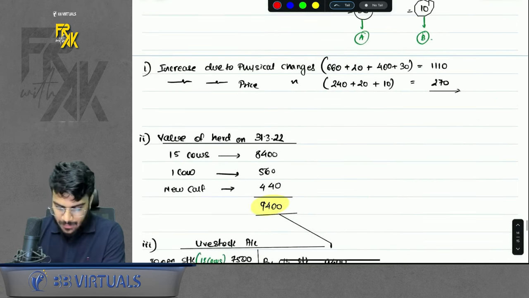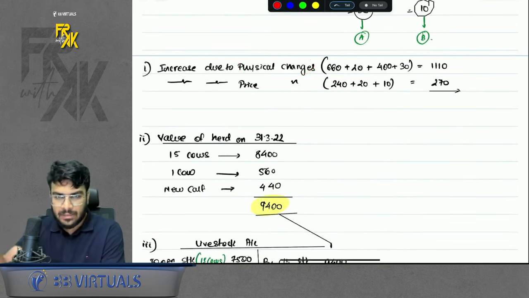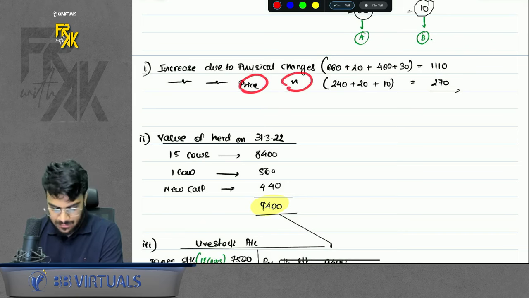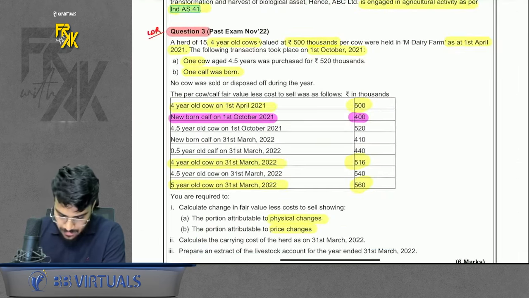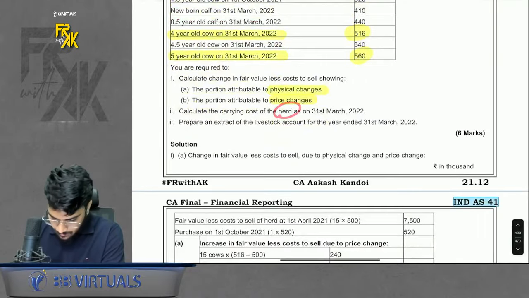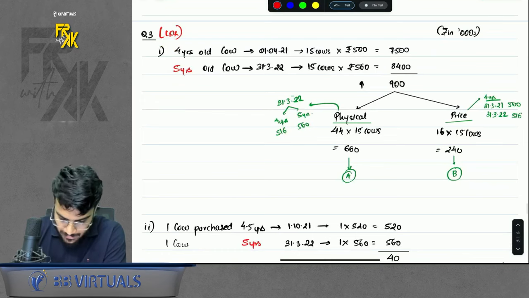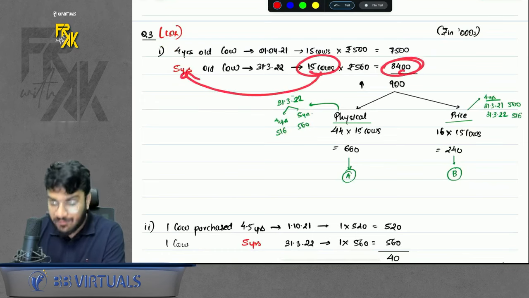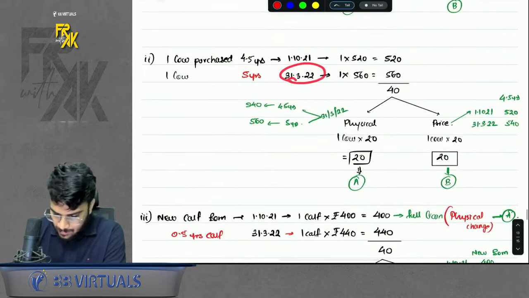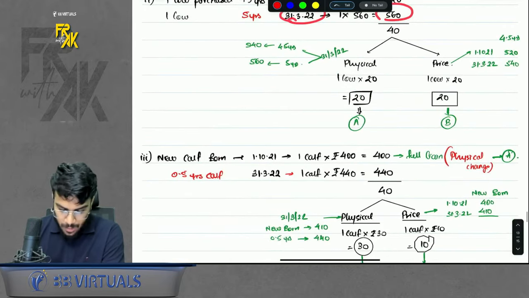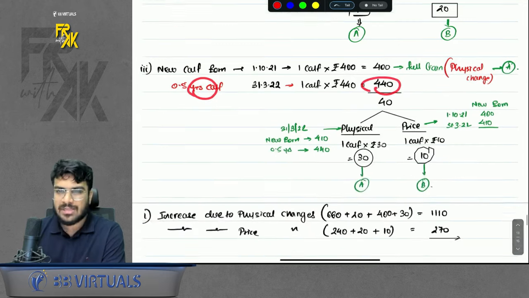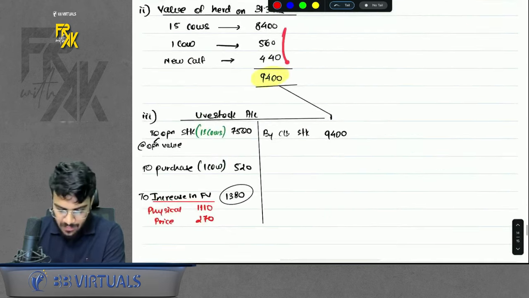So I just gave a summary of total physical changes in all the 3 cases and total price changes in all the 3 cases. Okay, then one more thing was asked, closing value of herd. How do I get the closing value of herd? I had already computed it. 15 cows, closing value is this much. The new cow purchase, closing value is this much. The newborn calf, closing value is this much. So just compile them all together, you will get the closing value.